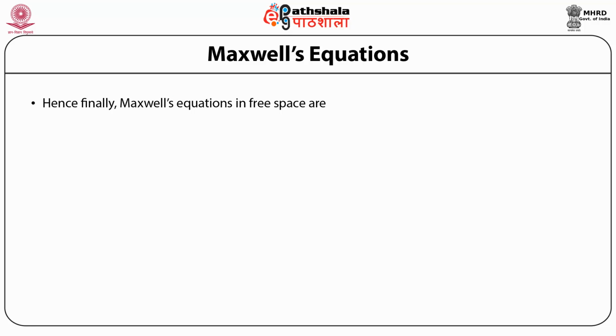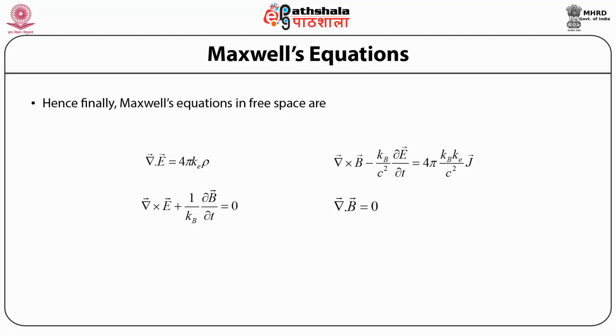We finally get the Maxwell's equations in free space as del dot E vector is equals to 4 pi Ke rho. Second, del cross B vector minus Kb by c square into del E vector by del t is equals to 4 pi Kb Ke by c square into J vector. And third, del cross E vector plus 1 divided by Kb into del B vector by del t equals to 0. And fourth one, del dot B vector equals to 0.